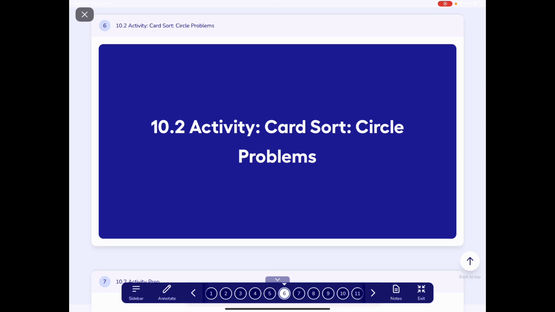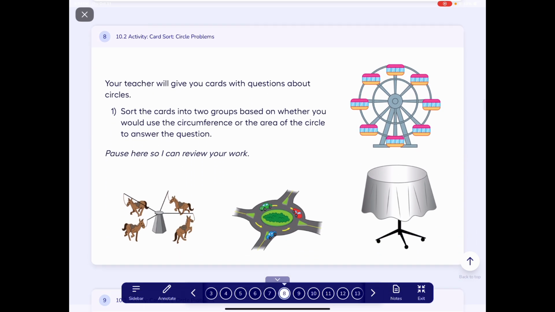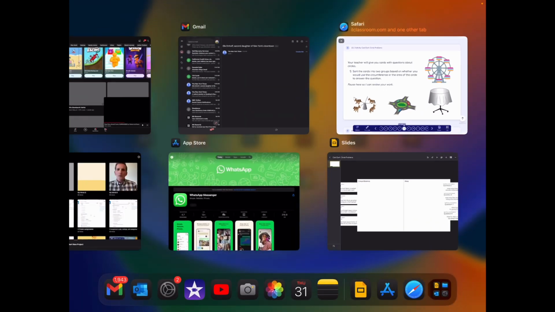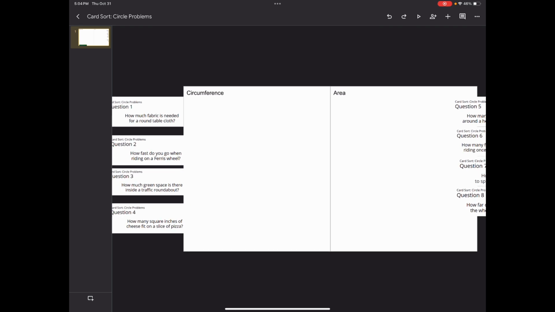The first activity is called card sort circle problems. And this card sort is in the Schoology folder for today. Click on the card sort Google Slides and open the Google Slides, make a copy. And what do we do for the card sort? Sort the cards into 2 groups based on whether you would use circumference or area to solve the problem. So let me open the card sort. So this is our card sort. And let's start reading the questions.